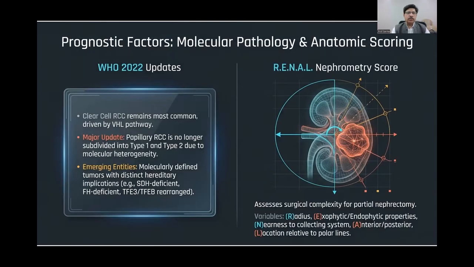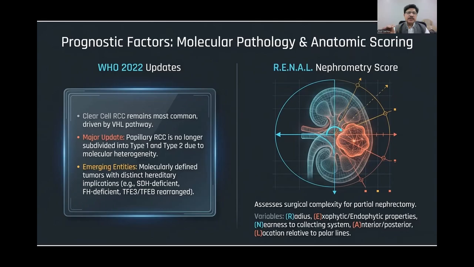Okay, now the WHO 2022 update. Clearly, clear cell carcinoma remains the most common, driven by the VHL pathway. Clear cell RCC is the VHL cancer today. Earlier, we used to call it clear cell RCC. Today, that is the VHL pathway. What is the VHL pathway? A 3p chromosome mutation, so much so that VHL protein is not there, and the oxidative pathway is not taken care of. There is excess production, and vascular growth factors are triggered. VEGF and then PDGF and GLUT1, they are all stimulated.